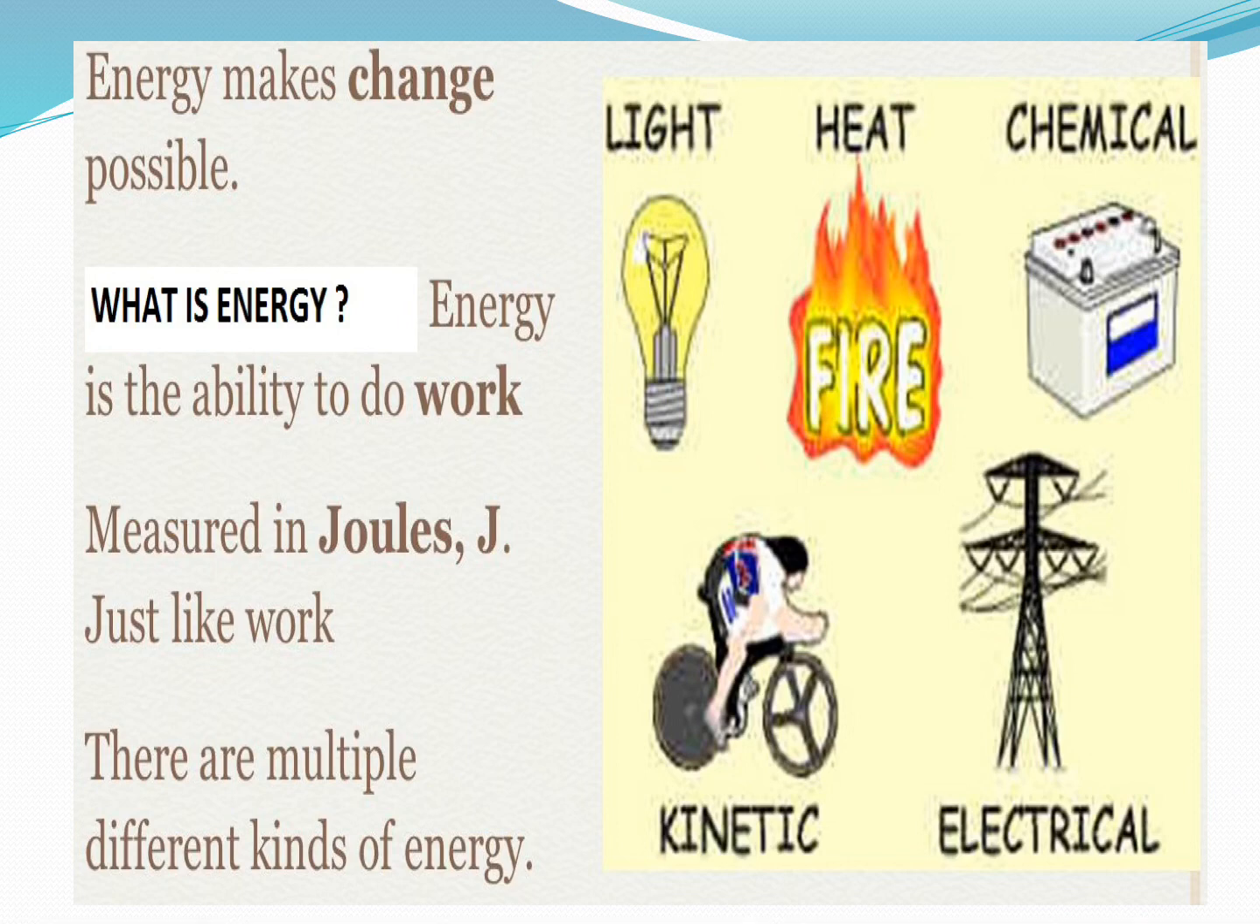This slide is all repeating the meaning of energy and the type of energy. In this lesson, you will learn about kinetic energy, which is, as you can see, the person on the bike, he is actually using kinetic energy. So as I said before, energy is the ability to do work. Energy is measured in joules, and just like work, there are multiple different kinds of energy. We have light, we have heat, we have chemical, we have electrical, we have kinetic. So kinetic energy is the energy of motion.